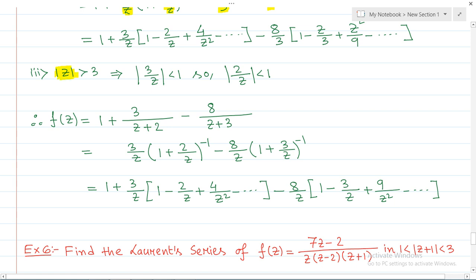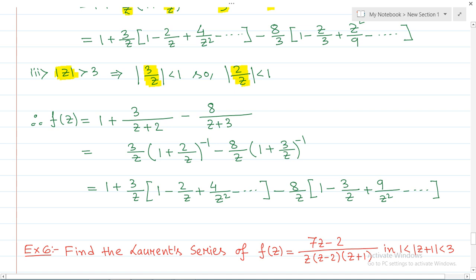How to make it less than 1? Divide by z. So 3 upon z is coming less than 1. Since we are having two factors, if 3 upon z is less than 1, definitely 2 upon z is less than 1. The concept that I have already told for the previous question.